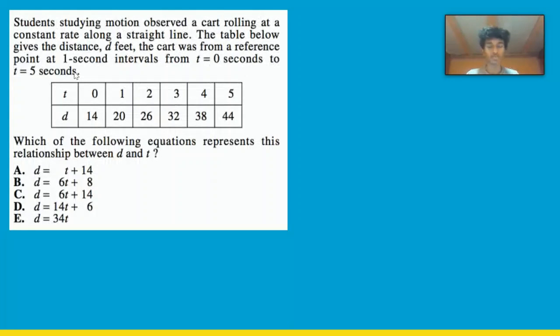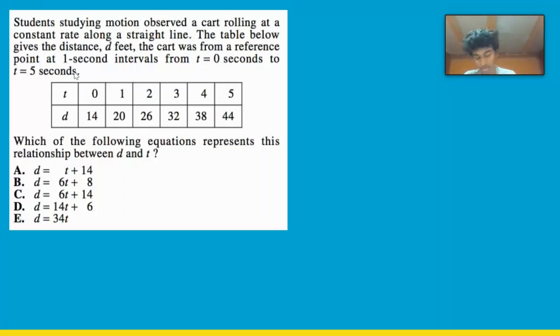All right, here's our last one of the day. Which of the following equations represents this relationship between D and T? And we're given a data table. Similar to the previous question, we're given a set of inputs and outputs, and we need to find the function that represents this. And this is a very common question on both the SAT and ACT. To answer this, we can just go through our choices.